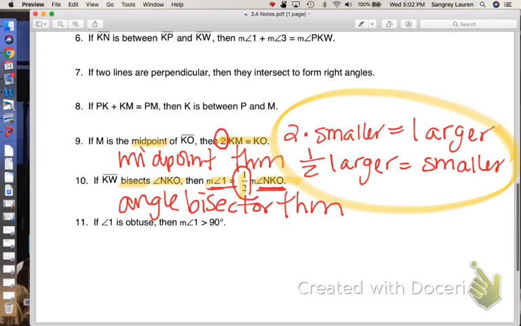Now the last one, if angle 1 is obtuse, then the measure of angle 1 is greater than 90. This is definition of obtuse angles. Good.